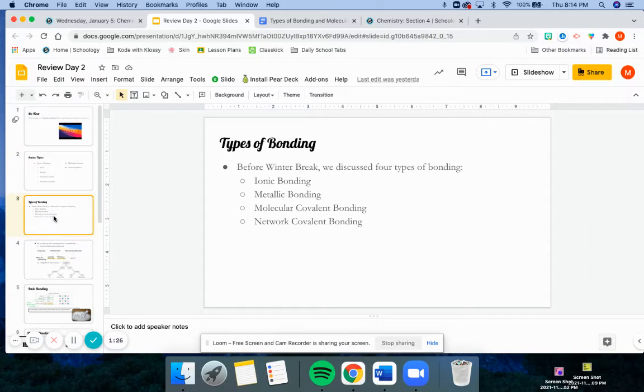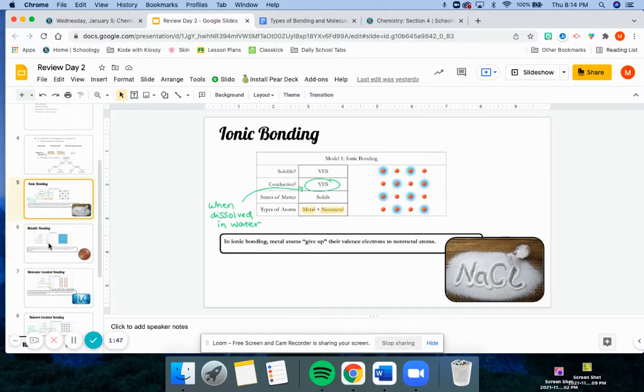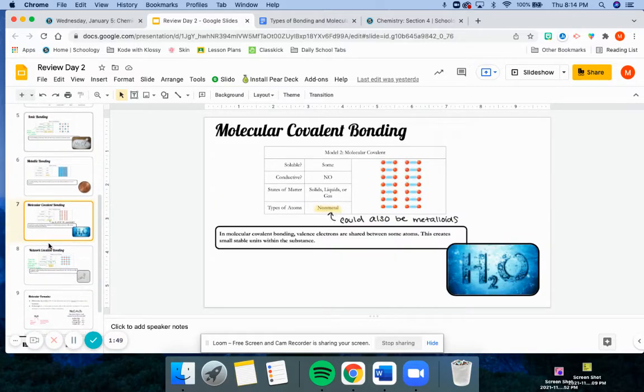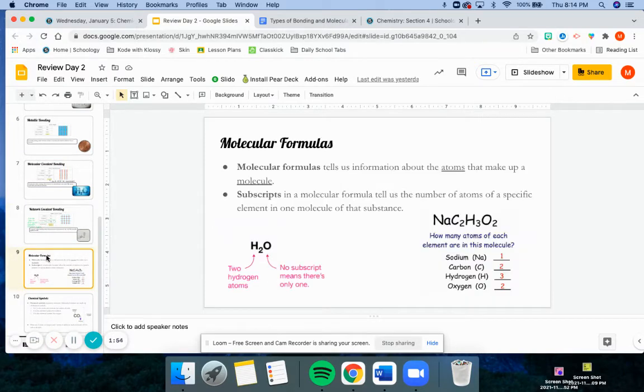So as a reminder, there were 4 types of bonding that we covered before break: ionic, metallic, molecular covalent, and network covalent. This PowerPoint kind of reviews for you how we can predict the type of bonding in different chemical compounds, either by using chemical formulas in the periodic table or by analyzing the properties of the compound. It also reviews some of the properties of each type of bonding, as well as some examples. Finally, we have 2 review slides on molecular formulas and chemical symbols.